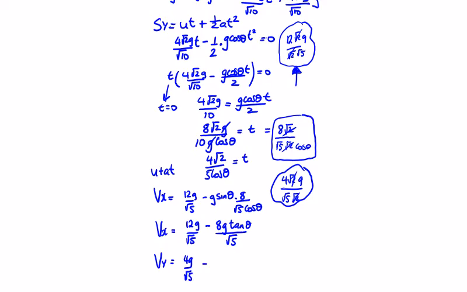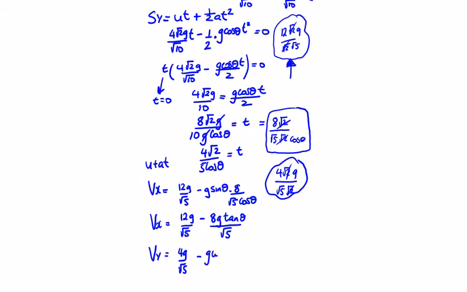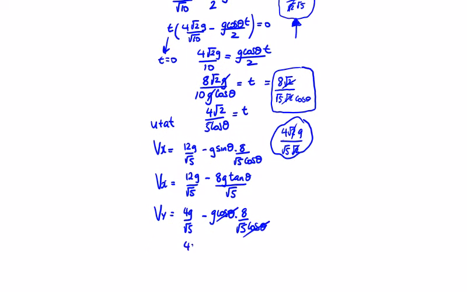The acceleration minus, we have g cos theta times t, which is, what do we say, we'll take the root 5 one, 8 over root 5 cos theta. You can see here the cos thetas will cancel. So we get 4g over root 5 minus 8g over root 5, which is just equal to minus 4g over root 5.